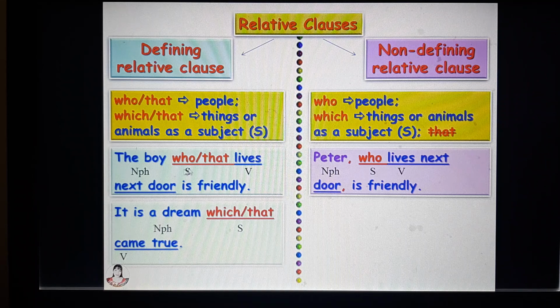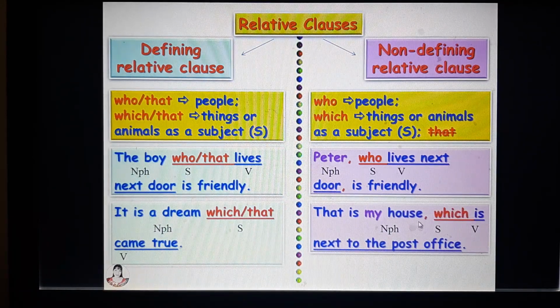Since Peter is a proper name, I have to use commas. Who lives next door is a non-defining relative clause. Peter is the noun, who is the subject, lives is the verb. Because the non-defining relative clause is in the middle of the sentence, we have two commas. Remember.